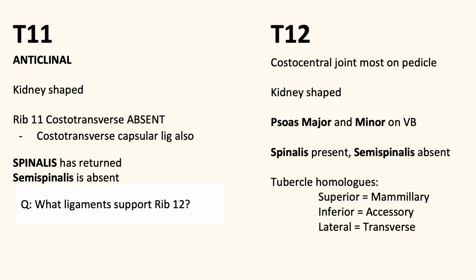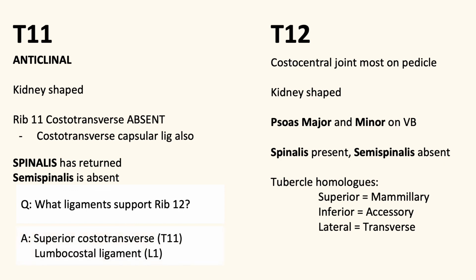They've got 3 little bumps, and you want to know what they are associated with. So they're called the tubercles, and they have homologs. So this T12 looks even more lumbar-like. The superior tubercle is going to be like a mammillary process. The inferior tubercle is like an accessory process, and the lateral tubercle is like the true transverse process.